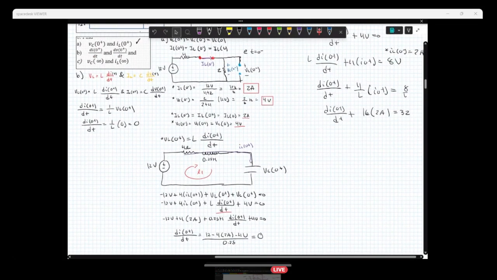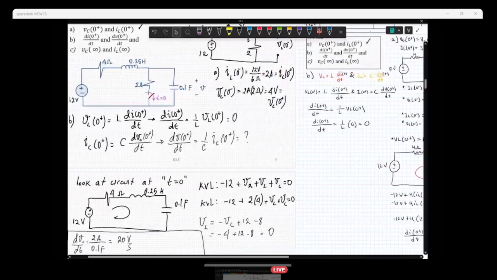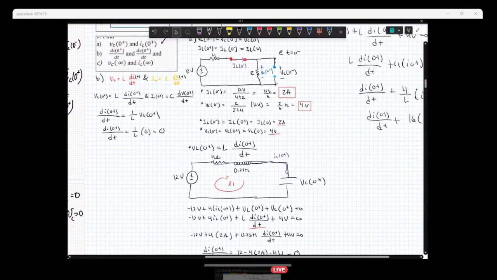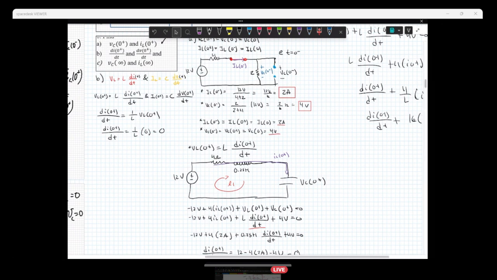What happened with the thing equaling 0 again? Which part? We said that this was equal to 0 or something? No, di_L(0+)/dt equals v_L(0+) over L, which is equal to 0. Yeah, but the thing is, I didn't know how to prove that. She just wrote it down, and that's what I was stuck on.